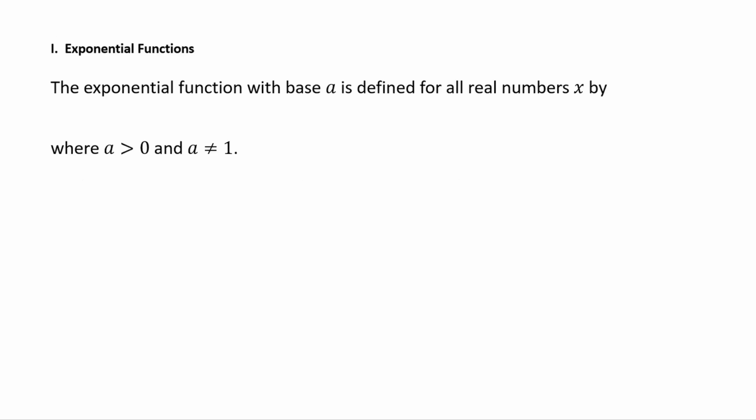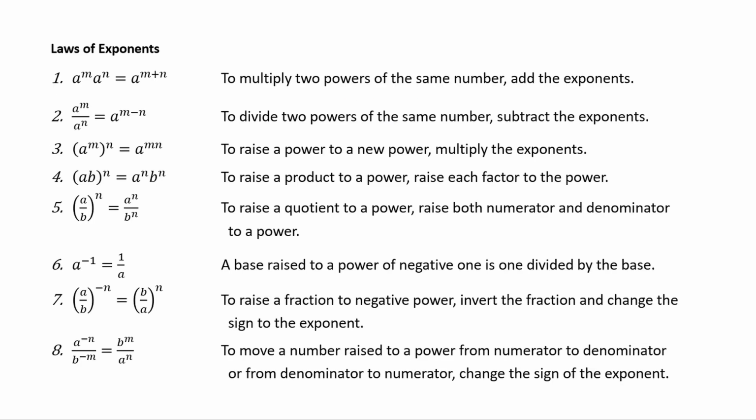Roman numeral 1. Exponential functions. The exponential function with base a is defined for all real numbers x by f of x equals a to the x, where a is positive and a does not equal 1. Let's note that with exponential functions, the base is a constant and the exponent is the variable. Provided for you here is the list of all the laws of exponents. The laws of exponents that you learn to work with real numbers also work for the exponential function.